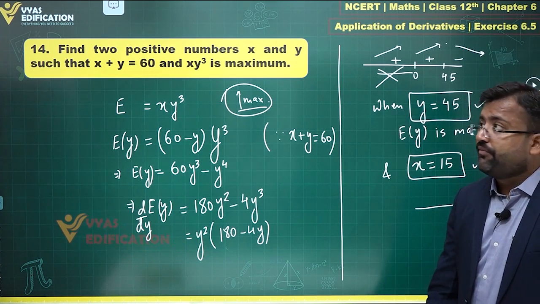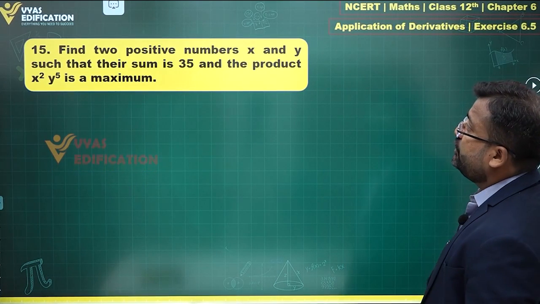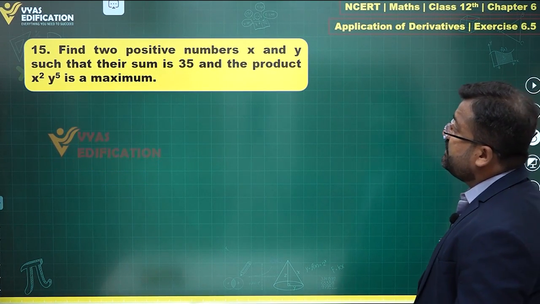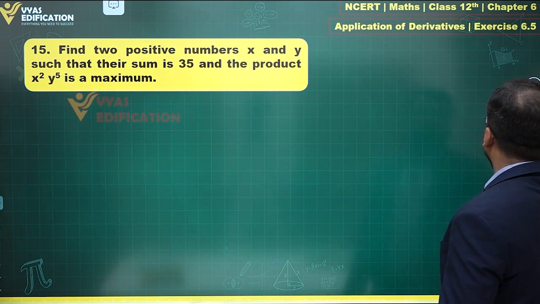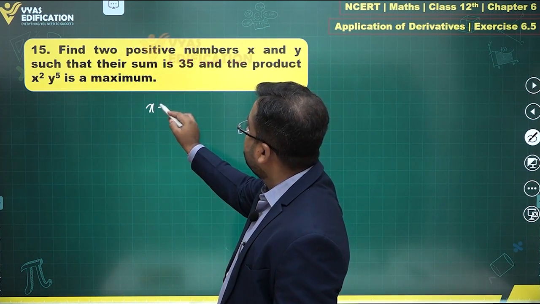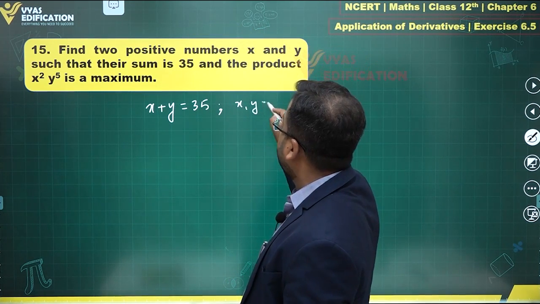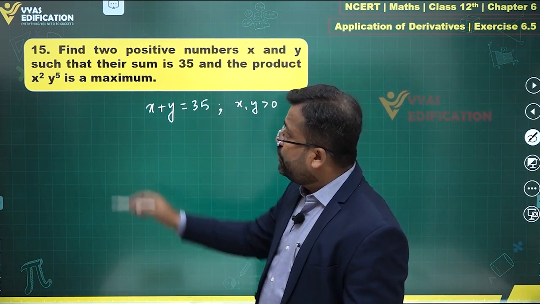Answer for this question over here. The 15th question says find two positive numbers x and y such that their sum is 35 and the product is a maximum. Okay, a similar kind of a question. Two positive numbers x and y, x plus y is equal to 35, where x and y are greater than 0, and we want to maximize this.